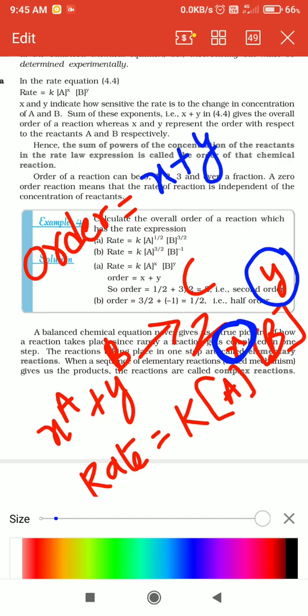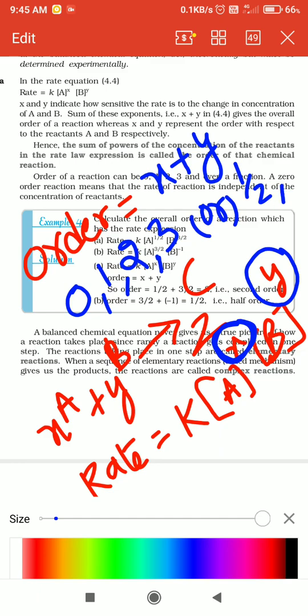The order of the reaction can be zero order, first order, second order or third order, or sometimes it shows fractional values also, either 1 by 2, 1 by 3, 1 by 4, like that.